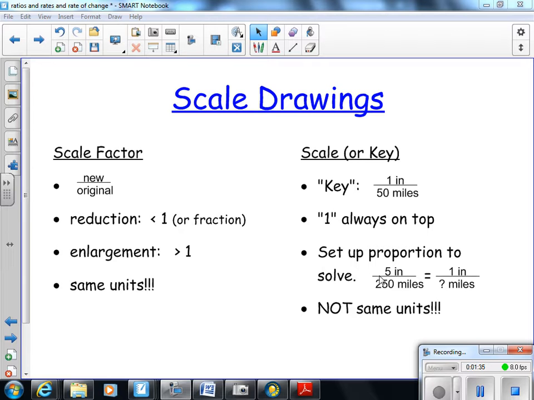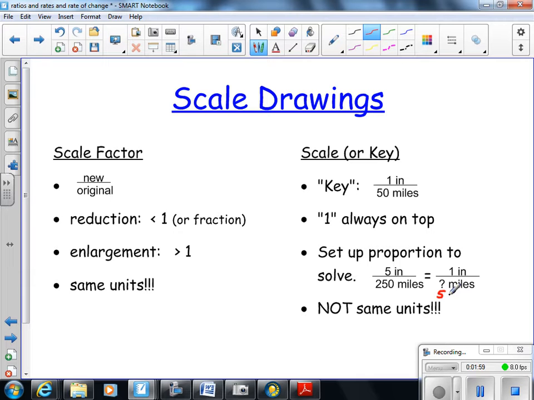For instance, if you're told that 5 inches on the map is 250 miles in real life, what is the scale or the key? I know it's going to be 1 inch for every so many miles. How do I find that out? You can do cross products, or I know that 5 divided by 5 is 1. Therefore, 250 divided by 5 will be 50 miles. So my key is 1 inch for every 50 miles. And that's how you find the scale or the key to a drawing or map.